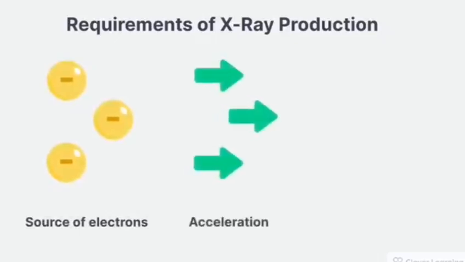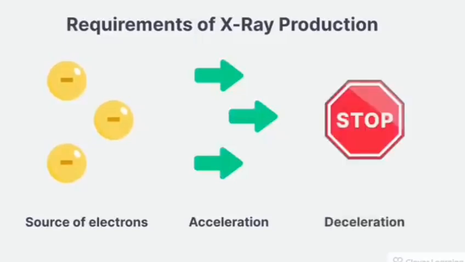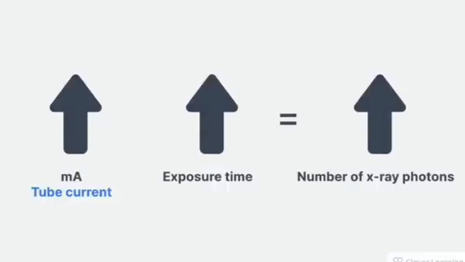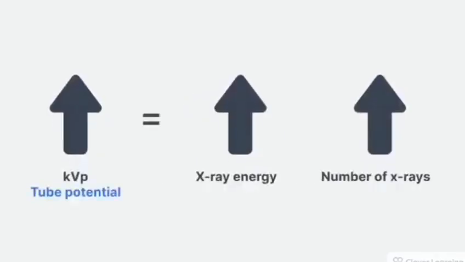In summary, X-rays are not produced by magic or unicorns. X-ray production requires three things: a source of electrons, that's thermionic emission; a means of accelerating the electrons, that's the kVp; and a means of decelerating the electrons, that happens at the anode. mA and exposure time influence the total number of X-rays created. kVp influences both the number and the energy of X-rays created.